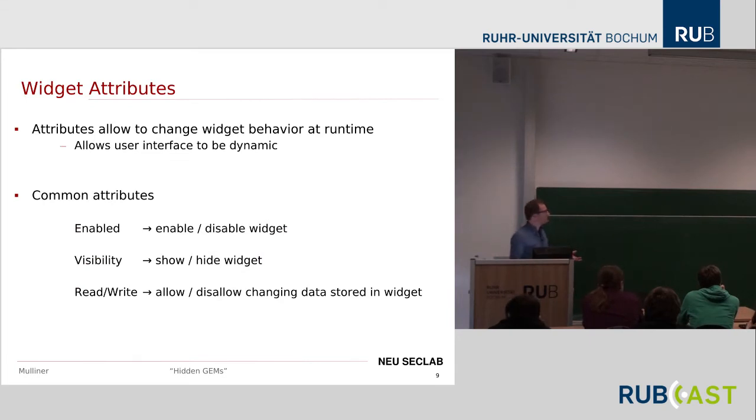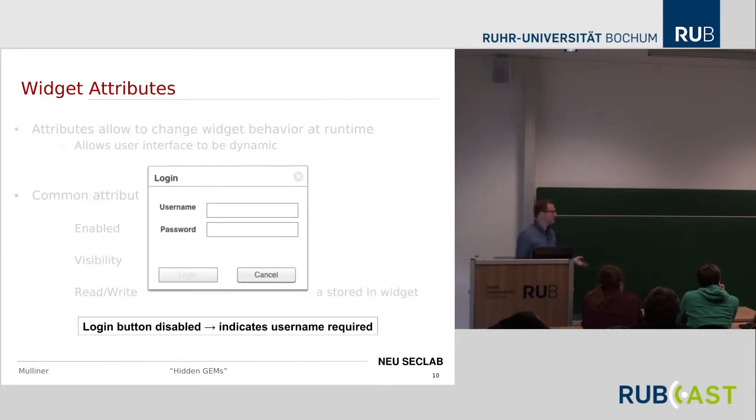Each window or widget basically has some basic attributes, because you want to change the windows or widgets at runtime, to have a more dynamic UI. Sometimes you want to enable or disable a widget, or hide a widget on some conditions, or maybe change the read-write attributes, so you cannot change the data that is stored in a widget. That's implemented so you can have a really dynamic UI.